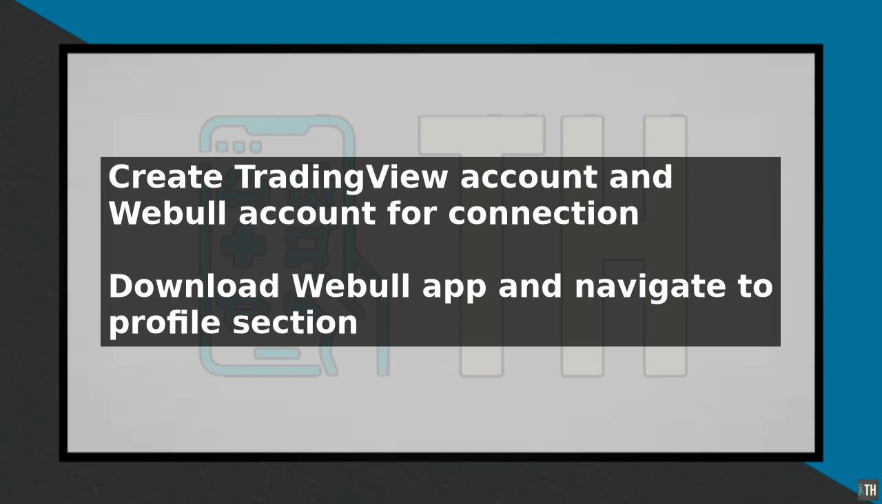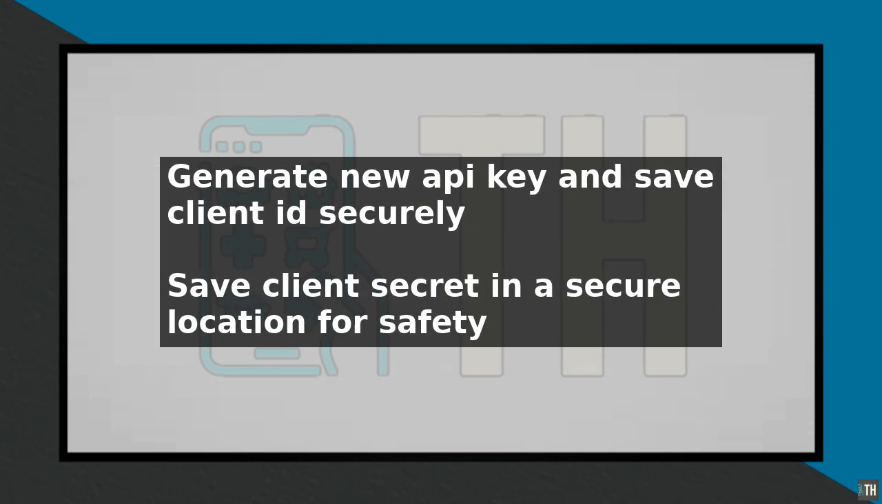Open the Webull app and navigate to the Profile section. Then click on Account and Security, and find the API Management section. Generate a new API key and save the client ID and client secret in a secure location.